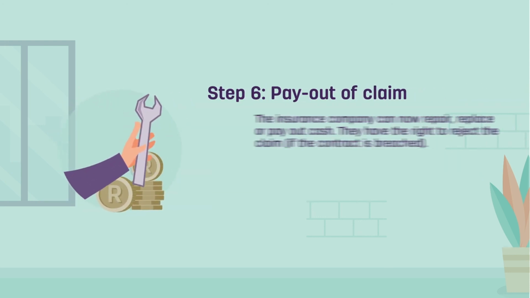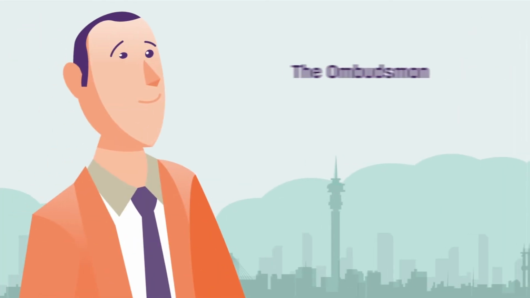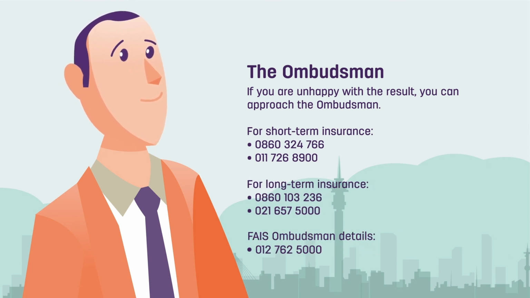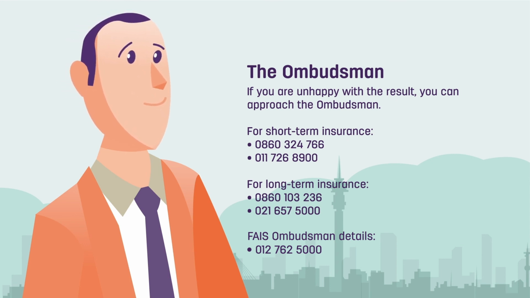The last step is for the insurance company to repair the damage, replace the item, or pay out cash. They also have the right to reject your claim if there is any breach in the contract. If you are unhappy with the result of this process in any way, you can approach the Ombudsman by calling any of the numbers on your screen now. It's a smart move to write these numbers down and keep them in a safe place.